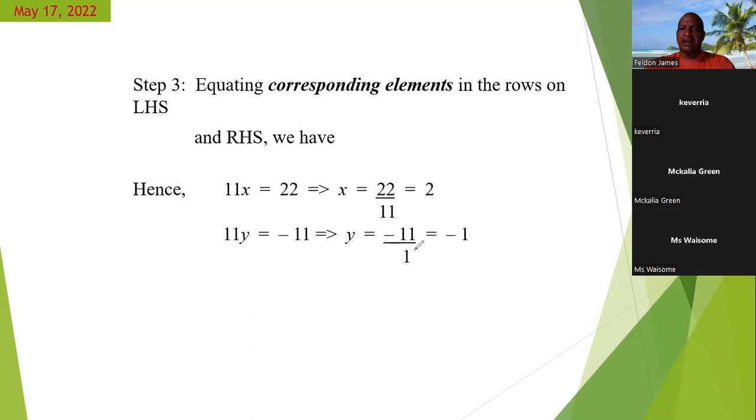This should be 11 here. I guess there's a typo here. All right, so this would be negative 11 divided by 11. So I'll try to correct that. All right, guys, any question?